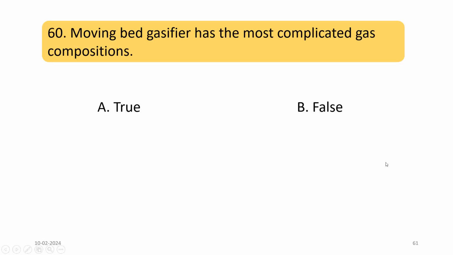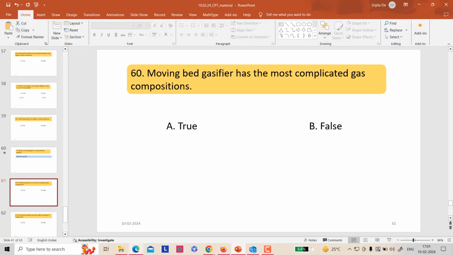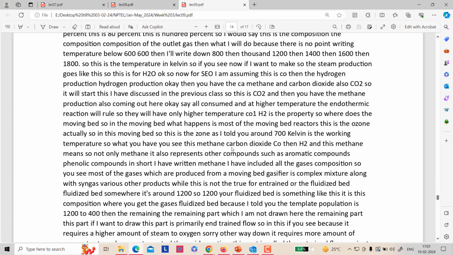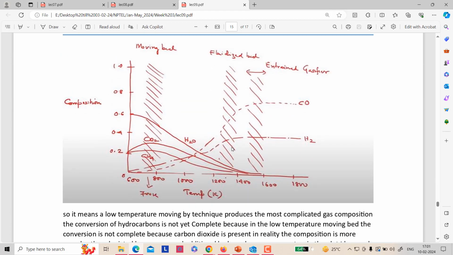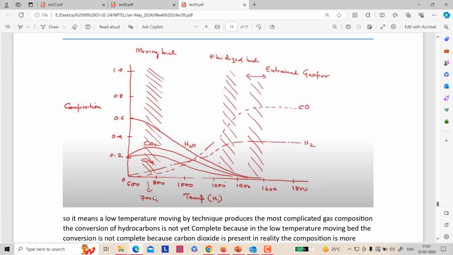It is true because the moving bed gasifier operates in a lower temperature range. In the lower temperature range, you can see from this chart, this region is for moving bed. It works around the 600 to 1000 Kelvin temperature region.